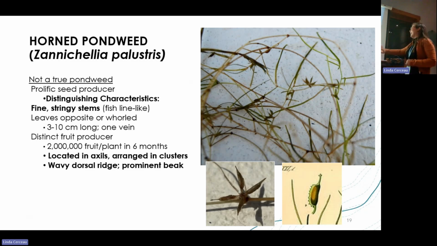And the seed is very iconic in comparison to other pondweeds, where it's a bit more elongated or an oval shape with a dorsal ridge and more of a prominent beak or an elongated beak here. This one can produce over 2 million fruit in 6 months. So this one is a good one to have, provides great habitat for wildlife as well. And the leaves off of the stem, this picture doesn't really do it justice, but are usually either in an opposite or a whorled pattern.